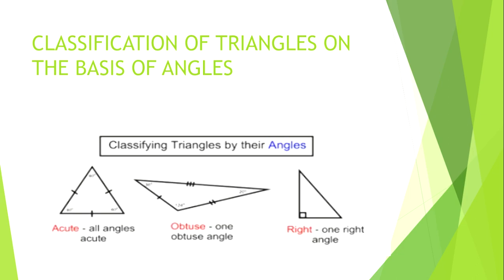A triangle, one of whose angles measures more than 90 degrees, is called an obtuse angle triangle or simply an obtuse triangle. The third one is right angle triangle. A triangle whose one angle measures 90 degrees is called a right angle triangle or simply a right triangle.